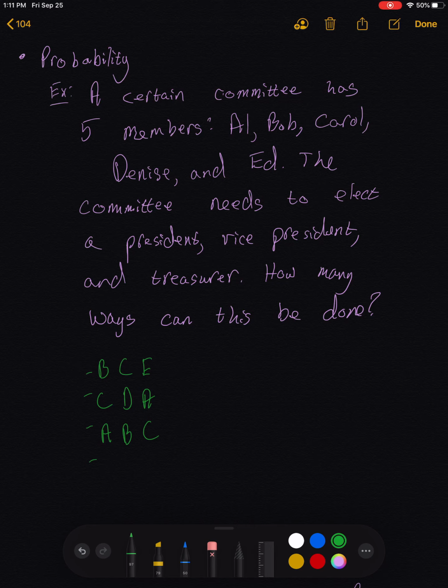So I just want to point out the wording there. Again, this isn't asking about how many different methods of election could we think of. It's asking how many different outcomes are there when we select a president, vice president, and a treasurer. So let's get down to calculating that.